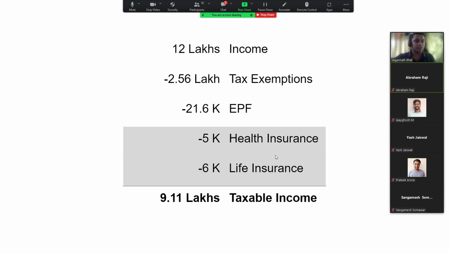And the premium that you pay, usually annually or biannually, you will have to pay a certain amount as premium. The amount you pay as premium for a year, you can claim as tax deductions. So for now we have covered EPF, health insurance, and life insurance. All these amounts you can reduce from your income. Based on this example, let's say you're paying 5,000 for health insurance and 6,000 for life insurance, and now your taxable income becomes 9.11 lakhs.